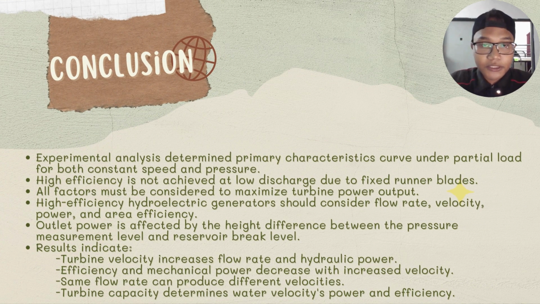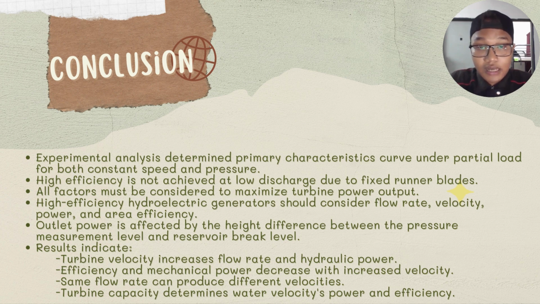For conclusion, experimental analysis determines the primary characteristic curve under partial load for both constant speed and pressure. High efficiency is not achieved at a low discharge due to fixed runner blades. All factors must be considered to maximize turbine power output. High efficiency hydroelectric generators should consider flow rate, velocity, power, and area efficiency.